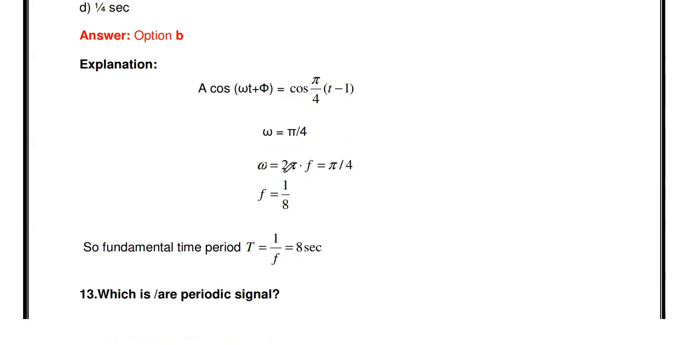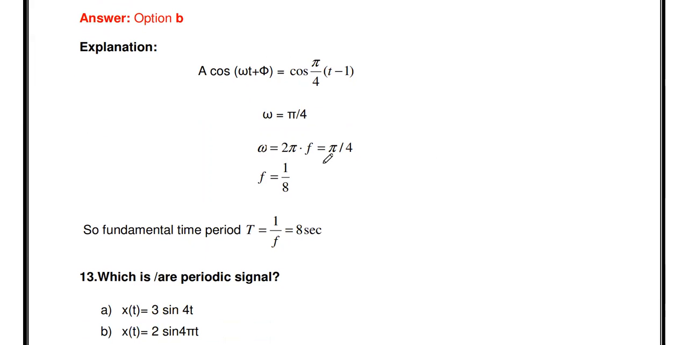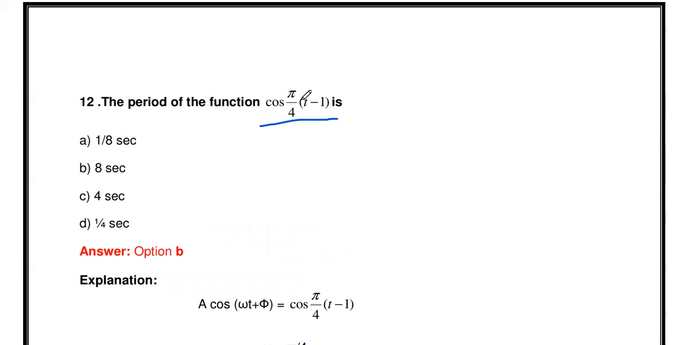So what is omega? Omega is expanded as 2 pi f. So 2 pi f is equal to pi by 4. Here the pi cancels, then the frequency f is equal to 1 divided by 8. Here the question is the fundamental time period. The time period is the reciprocal of the frequency, so 1 divided by 1 by 8. So 8 seconds is the answer. The fundamental time period for the given cosine signal is 8 seconds.